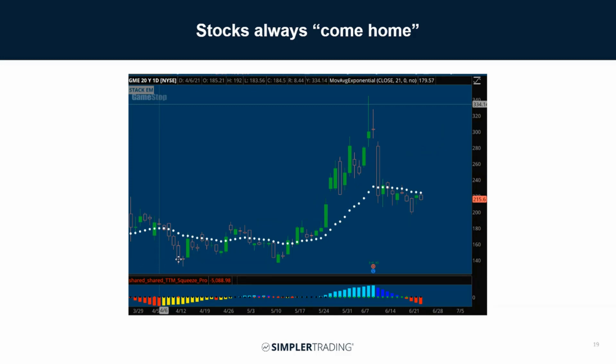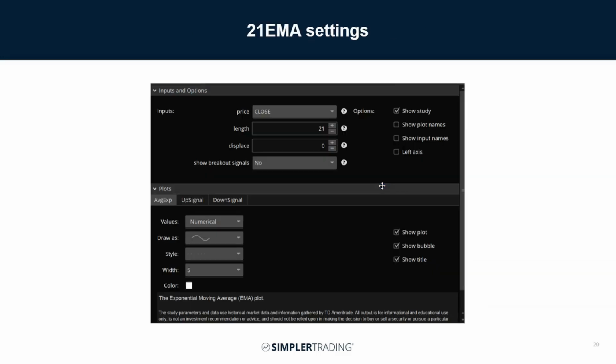Look at GameStop here. Right? One of the bigger, call it meme stocks of the year. This just explodes. And this goes crazy. This goes from $160 a share all the way up to $320. So this thing goes up 100% in a few days. However, what did it do? Even a meme stock, even a crazy short covering rally comes back home to the 21. Stocks always come back home.